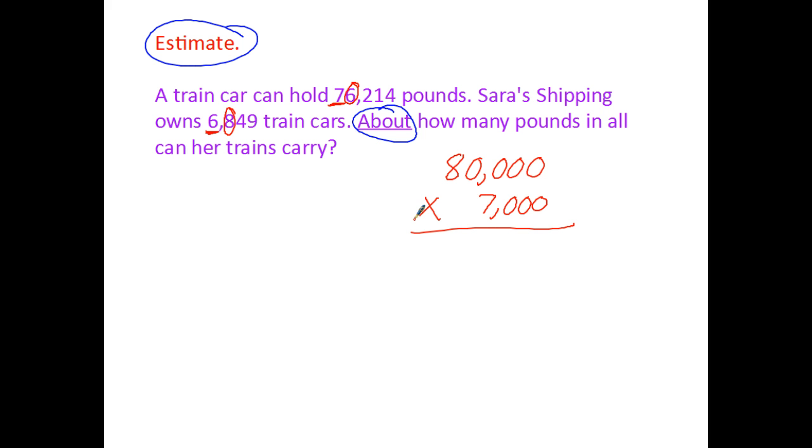Multiply my two numbers. Mark out all the zeros. 1, 2, 3, 4, 5, 6, 7. 1, 2, 3, 4, 5, 6, 7. And I'm left with 7 times 8, which is 56. Put my commas in. 1, 2, 3, 1, 2, 3. 560 million, and there's my word right after many again, pounds.